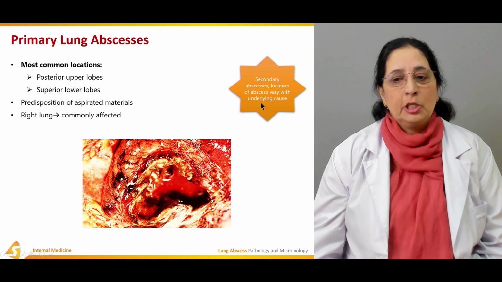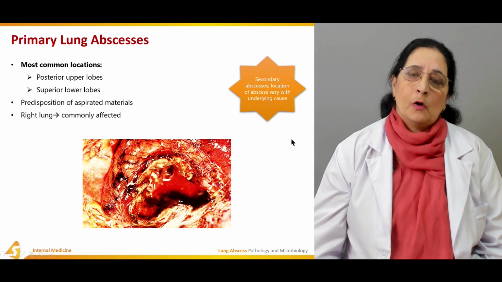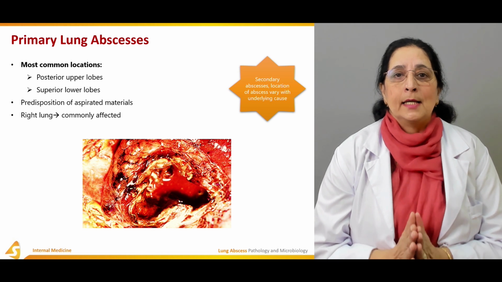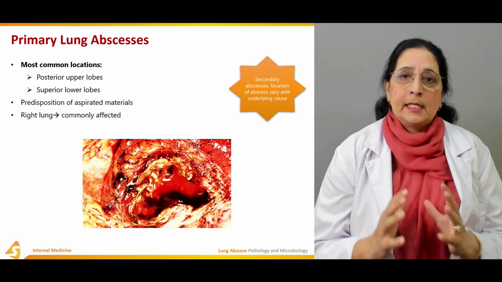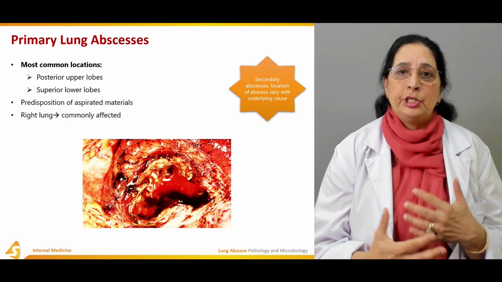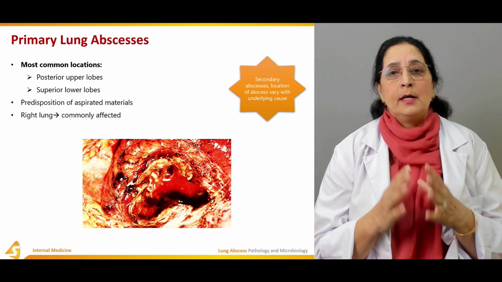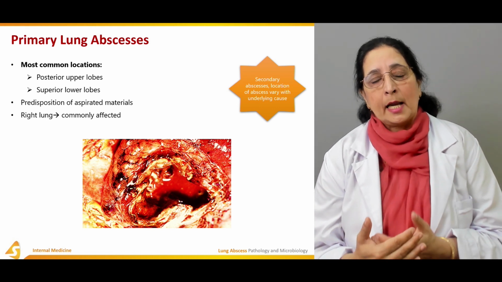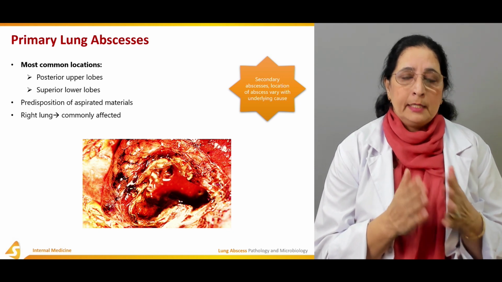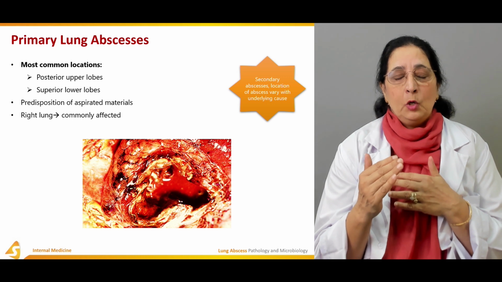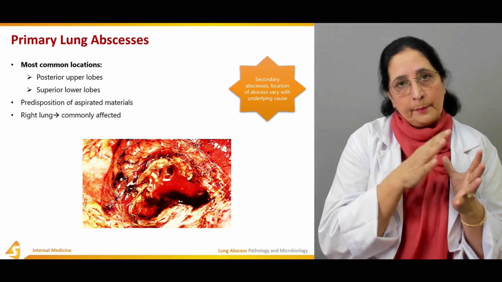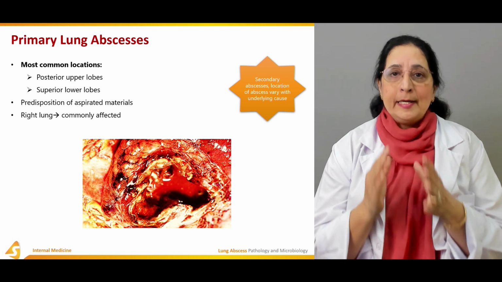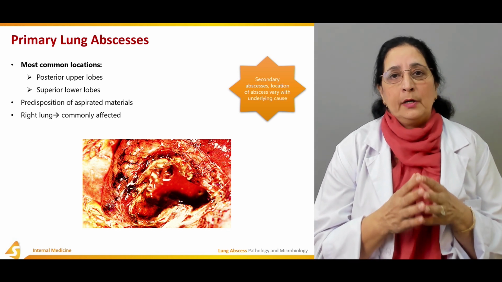Secondary abscesses, location of abscess varies with underlying cause. We talked about the pathogenesis of primary and secondary lung abscess in the first section, and we know that secondary abscess is due to some underlying conditions like obstructions, and whatever is the cause of the secondary abscess, the location of the abscess depends on that site. But in primary lung abscess, it's mainly the posterior part of the upper lobe and the superior part of the lower lobes of the lungs that are affected. The right lung is more commonly affected as compared to the left lung.